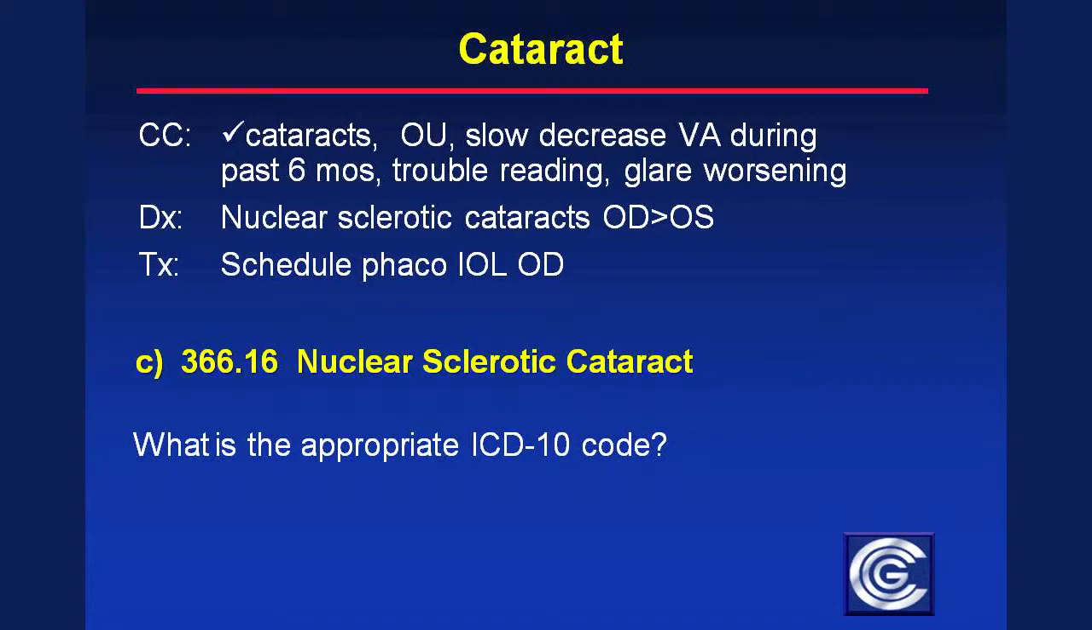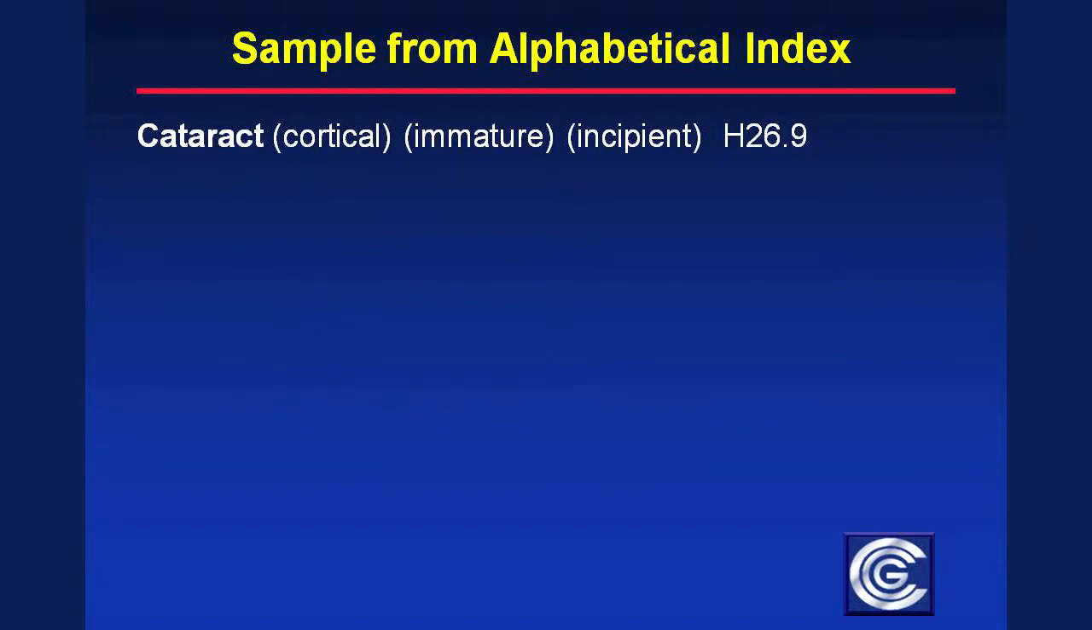The answer is C, 366.16, nuclear sclerotic cataract. What is the appropriate ICD-10 code for this case? As we learned earlier, we begin in the alphabetic index using the term cataract as a starting point.